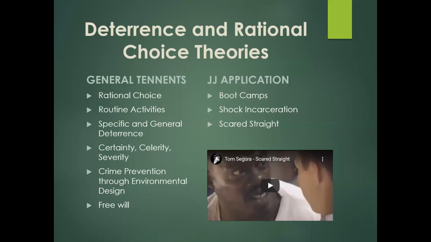So when we look at deterrence, we have primarily two types. We're looking at specific and general deterrence. Specific is when we try to deter the individual committing the crime. We don't want them to commit another crime or another delinquent act or another violation of our social norms. And then general deterrence is when we try to do it for the general public.